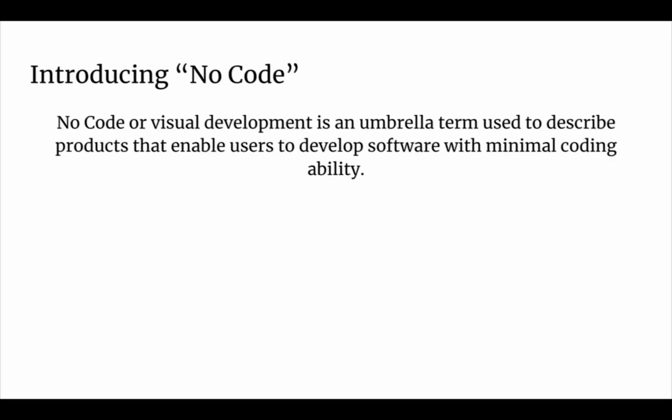This is where no code comes into play. No code is an umbrella term used to describe products that allow users to develop software with minimal coding ability. There's a spectrum for no code. Some tools don't allow you to code at all and don't allow you to export any code. Some tools allow you to export code. Some tools allow you to create scripts and functions, and some allow you to do much more than that, but still count as no code because it's that visual way of building.